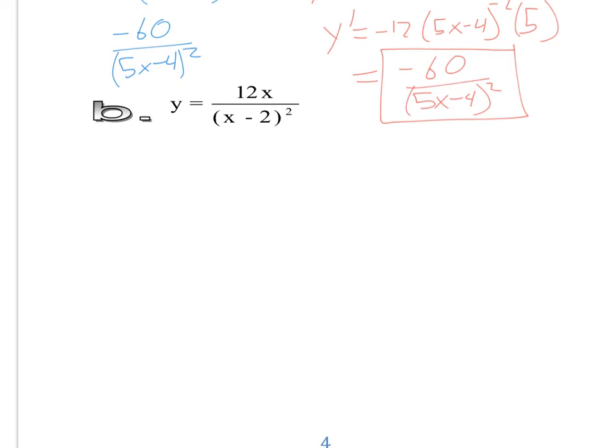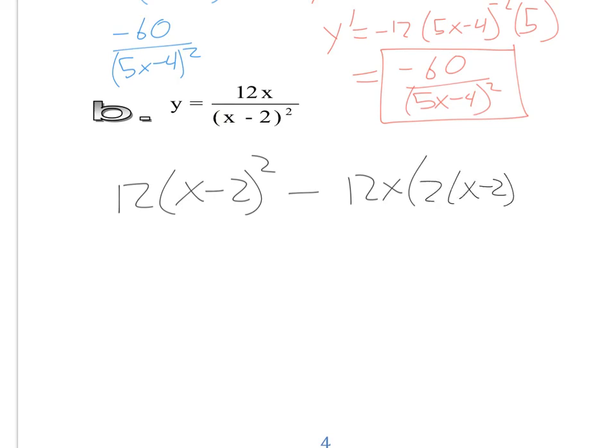Okay, derivative of the top is 12 times the bottom is x minus 2 squared minus the top, which is 12x, times the derivative of the bottom. And this one is kind of a chain rule. If you think about it, this is like your u. But you don't really have to do chain rule because the derivative on the inside is just 1. So you could just write this as 2 times x minus 2. That's it. I mean, because if you were to do the derivative of the inside, it would just be 1. So you don't have to really worry about it.